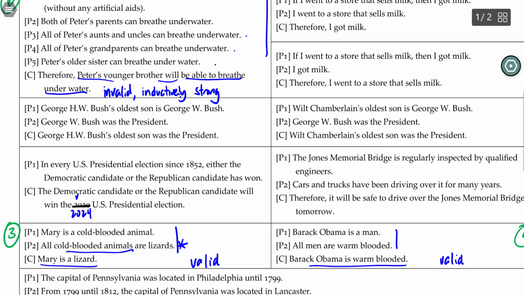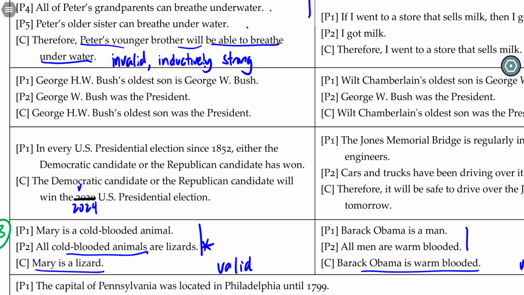Then finally, we'll look at this one. In every U.S. presidential election since 1852, either the Democratic candidate or the Republican candidate has won. We just have one premise. And our conclusion is, therefore, the Democratic candidate or the Republican candidate will win the, well, it should be 2024 U.S. presidential election. This argument, again, is invalid. If this premise is true, the conclusion doesn't have to be true. But the argument is inductively strong. If the premise is true, then it's very probable that the conclusion will be true.